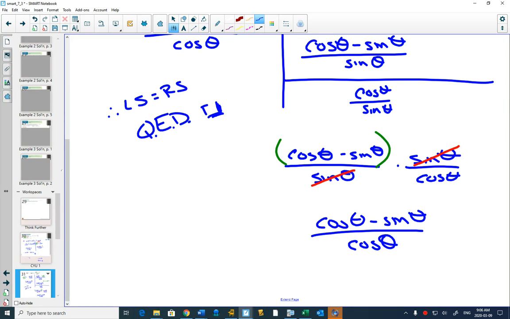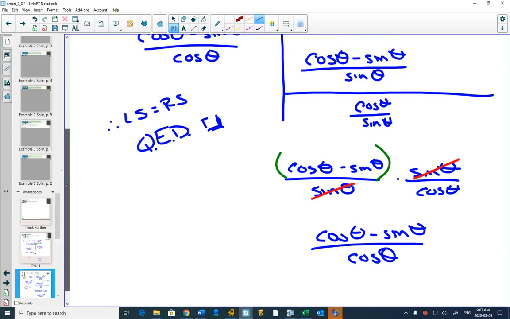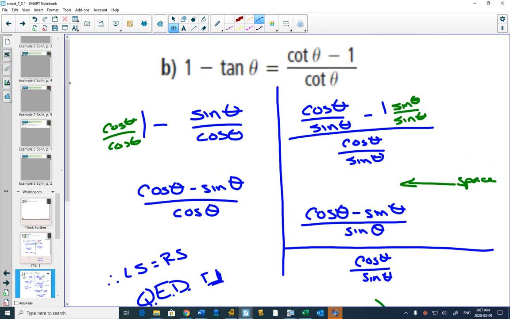So the strategy of changing to sine and cos and writing a single fraction, it's going to work 95% of the time to get you the right answer in a proof. And the other 5% of the time that it doesn't work, it's the strategy you have to use first before you get there. So it's really an important strategy. That being said, it's not always the fastest strategy. So in this one, we just changed things to sine and cos, and we got our solution.